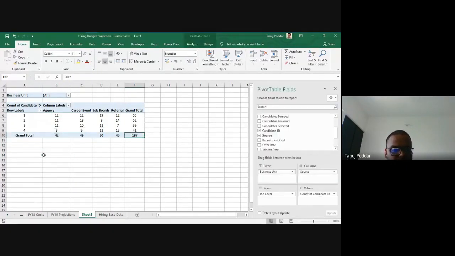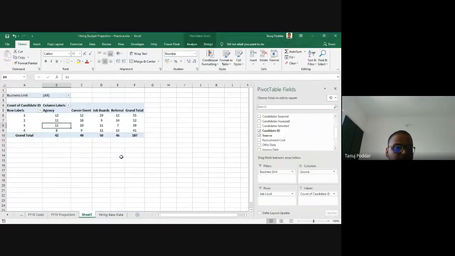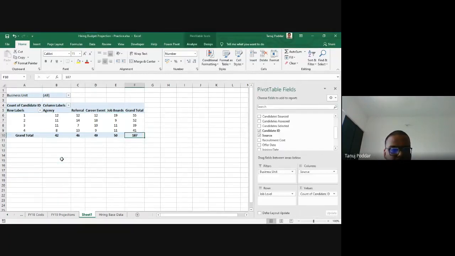So I have 187 hires, and I have them at different levels. Your rows will have job levels, your columns will have the different channel sources, and your filter will have business unit. Just keep a check on the sequence. I lined it up so that it's easier to apply the formulas: agency, referral, career events, and job boards. So this is the total number of hires that you've done, 187.